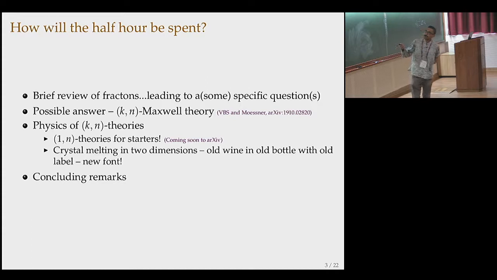And this is what we'll call the K.N. Maxwell theory of fractons. And this is something that we just posted recently. And then I'll try to discuss the physics of these KN theories. We'll start with a simple set of questions in these 1N theories. And this has something to do with crystal melting and so on. So this is old wine in an old bottle with the old label, but with a new font, right? And then I'll conclude with some broad outline of what we think could be interesting future directions.